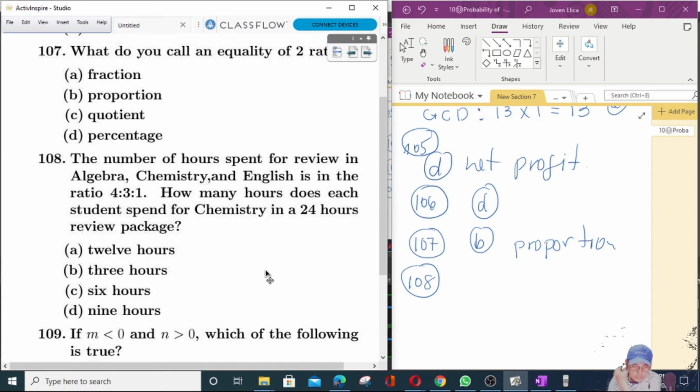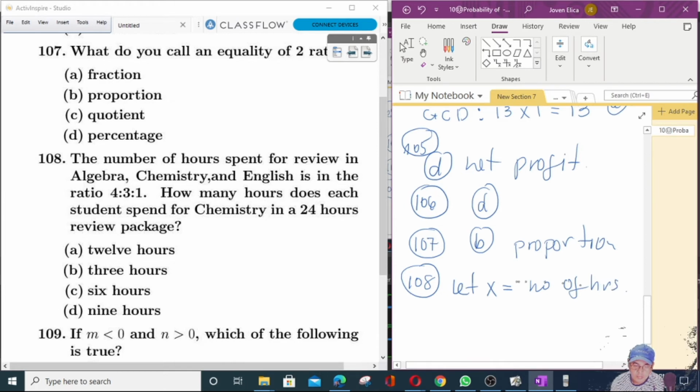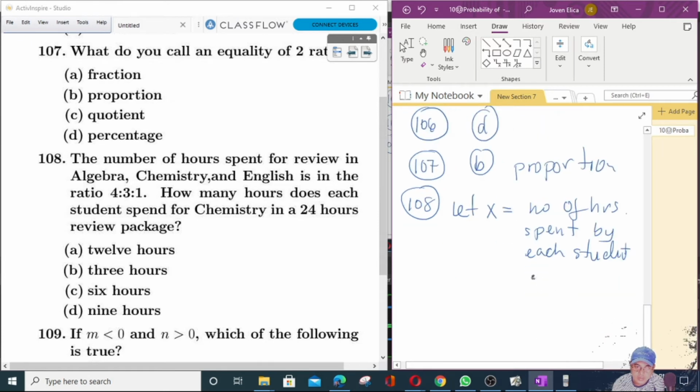So to solve this problem, let us assume that x is equal to the number of hours spent by each student in reviewing chemistry. Okay.